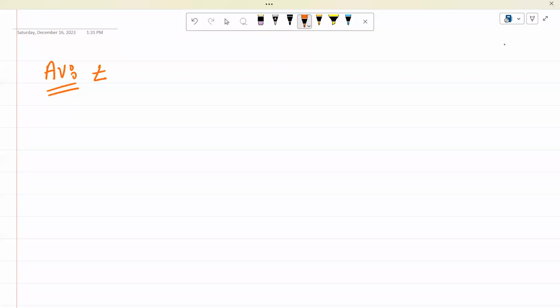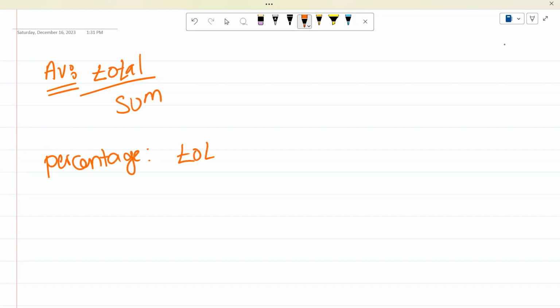The values over the number. Yes, the total over the sum. Percentage is very similar to the average, but I add another step: times 100. Yes, exactly. Total over the sum, I multiply by 100. Don't get confused. Everything is different.